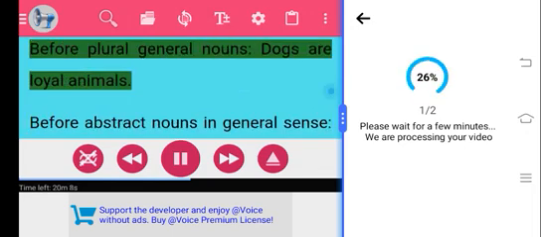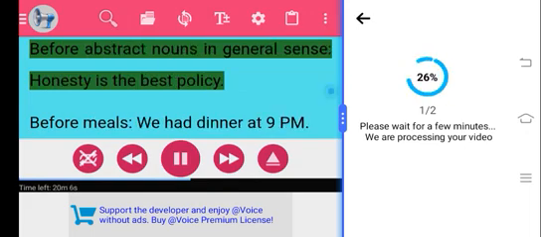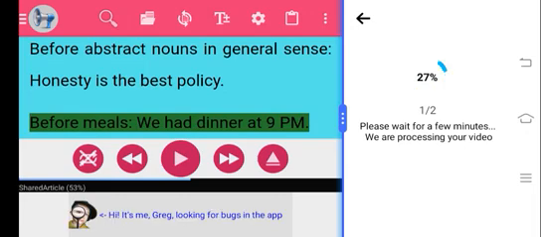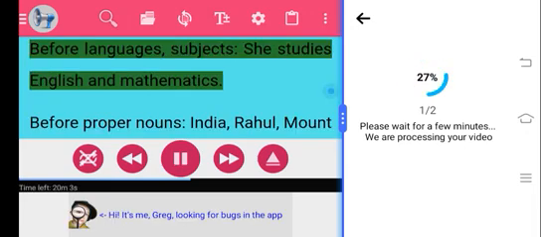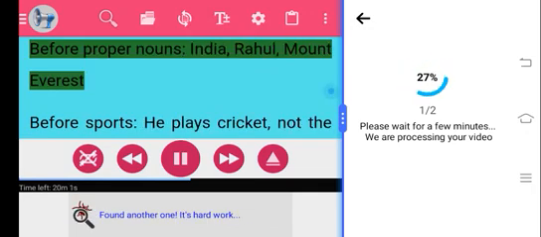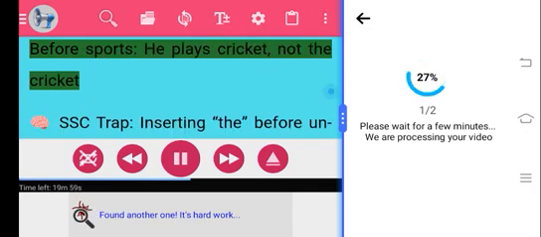Do not use articles before plural general nouns: dogs are loyal animals. Before abstract nouns in a general sense: honesty is the best policy. Before meals: we had dinner at 9 p.m. Before languages and subjects: she studies English and mathematics. Before proper nouns: India, Rahul, Mount Everest. Before sports: he plays cricket, not the cricket.